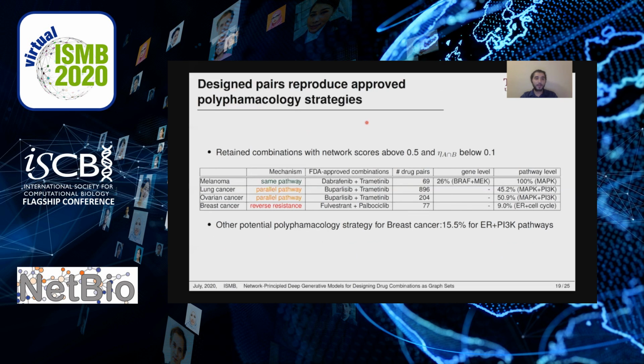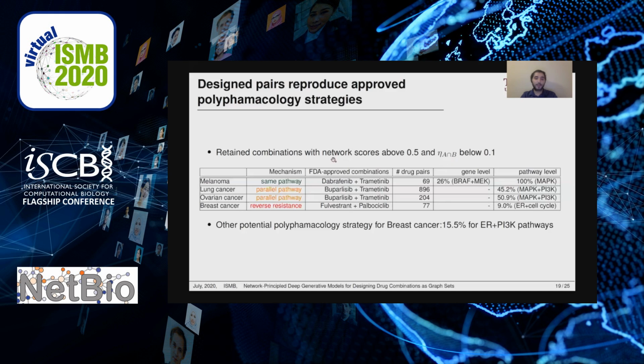Now that we have shown that the network principle correlates with low toxicity, we will show in this slide that our designed pairs reproduce the pharmacology strategies. We have carefully chosen these 4 cancers because melanoma is related to the same pathway, meaning that 2 genes that are important are in the same pathway. In lung and ovarian cancer, the 2 genes that are important are in parallel pathways. And for breast cancer, these 2 genes are not in parallel or the same pathway. They have a very complex situation. And these are the FDA-approved drug combinations that can overcome those resistances.